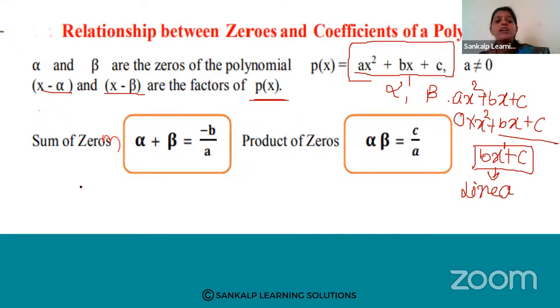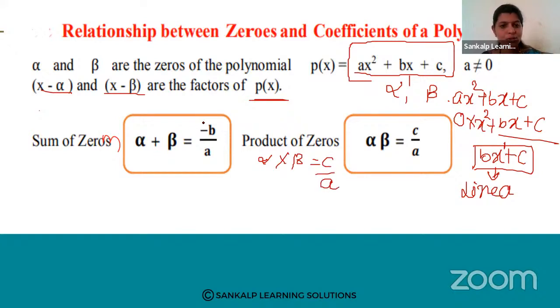Another important formula, the relationship between zeros and coefficients of a polynomial. To study this we need one formula. Sum of zeros, alpha plus beta; these two are the zeros. Alpha plus beta is equal to minus b divided by a. Product of the zeros, alpha into beta, is equal to c divided by a.